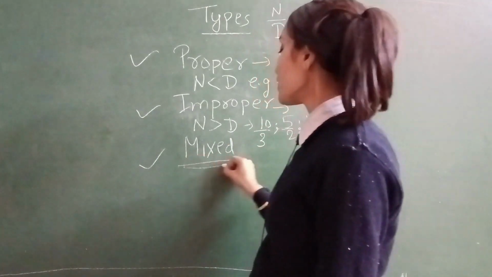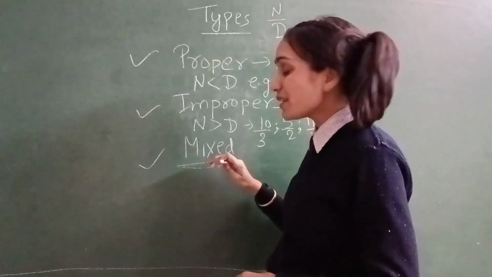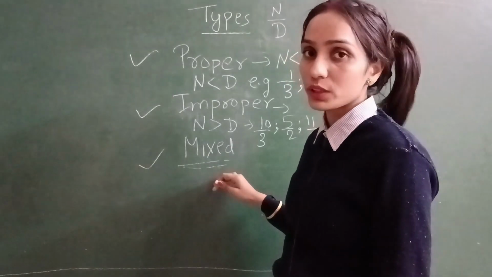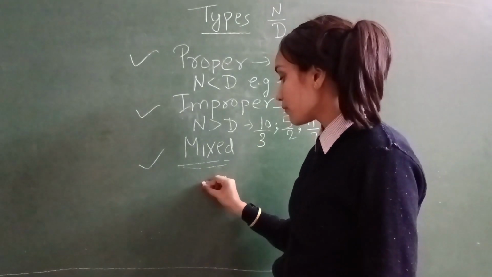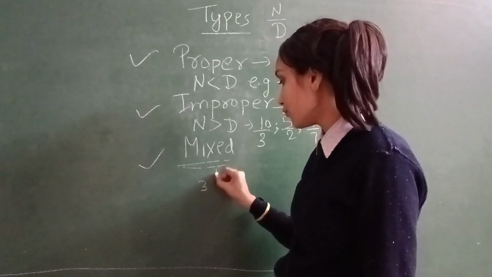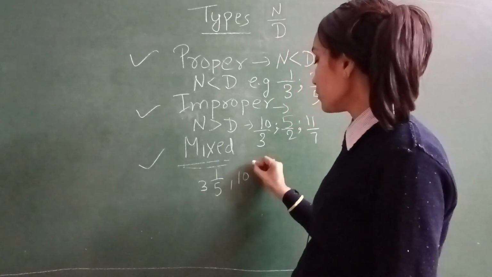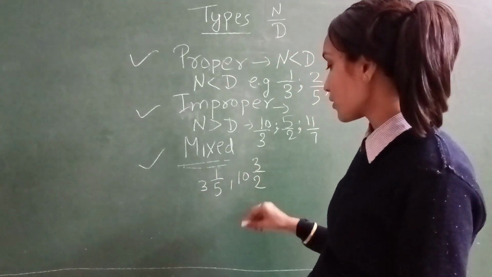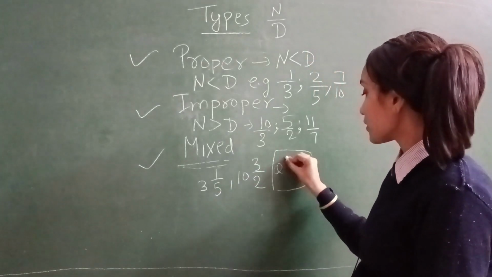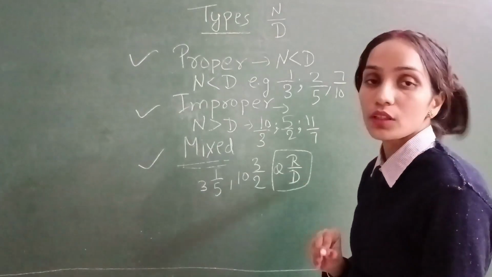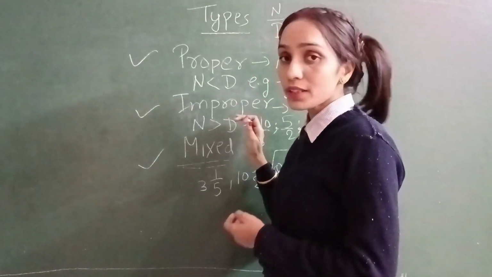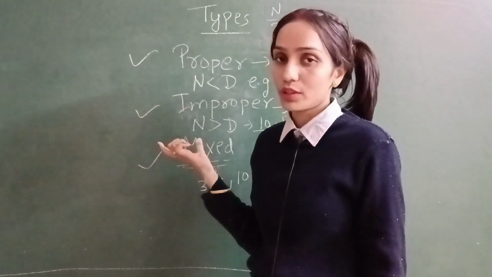So last is mixed fraction. What is mixed fraction? Mixed fraction is nothing, it is just a derivation from improper fraction only. Let me just tell you the format. How can we write it? It can be written as 3 and 1 upon 5, 10 and 3 upon 2, right? So here the general form is quotient, remainder upon divisor, right? So in the further exercise, I will explain to you how we convert mixed fraction from the improper one, right?